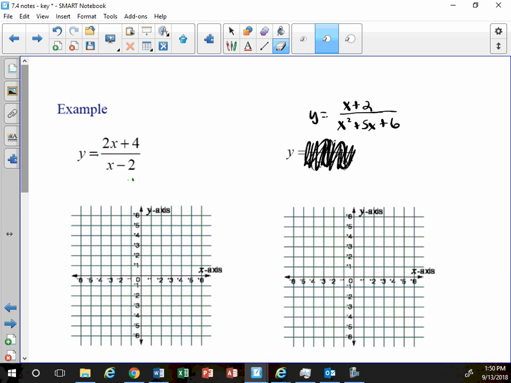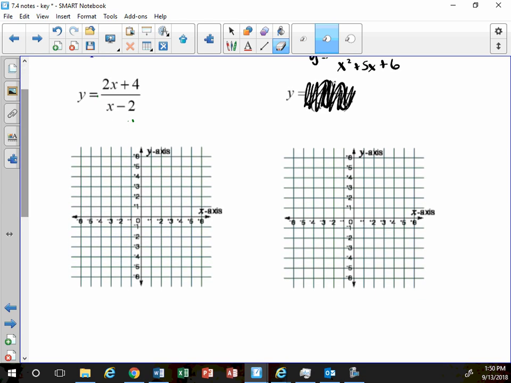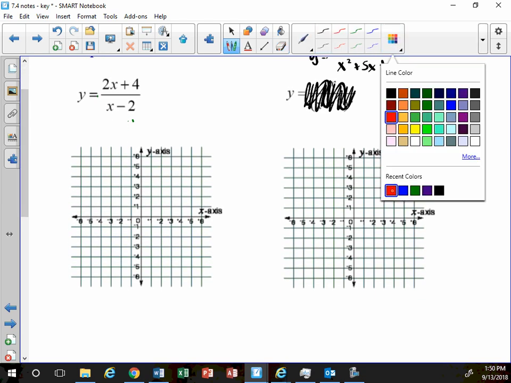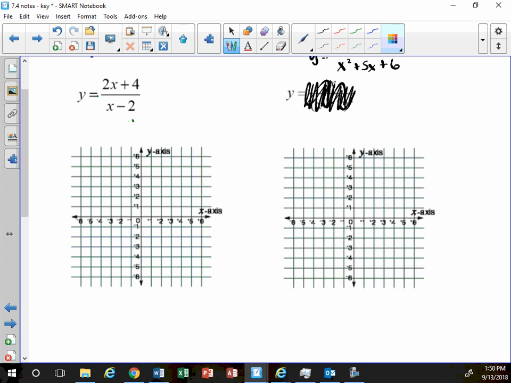Okay, so now we're ready to go, right? Let's look at the first example here. We're going to go through this in pieces. I'll try to color code pieces for you. So our first step we always want to do is factor, because we're going to check for holes right at the beginning. So I could factor this. I could take out a 2, right? So I've got 2 times x plus 2 over x minus 2. Does anything cancel out there? Yes.